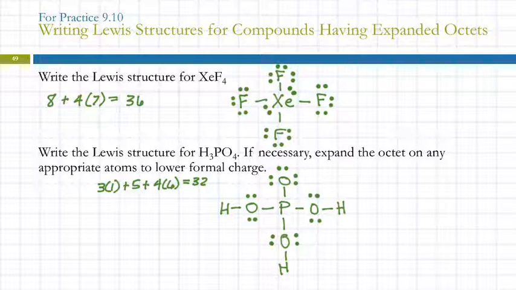Check the formal charges. This has a -1 formal charge because it brought 6 electrons and it would leave with 7. This has a +1 because it brought 5 and it's going to leave with 4. So what we want to do is we want to take a pair of electrons from the oxygen that has too many and share them with the phosphorus that doesn't have enough for a zero formal charge.